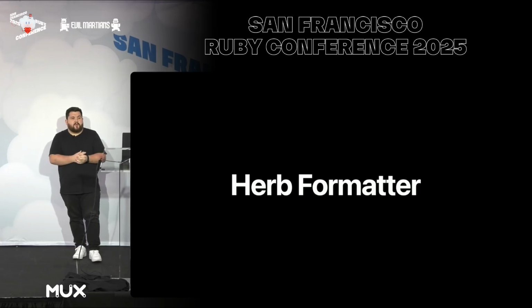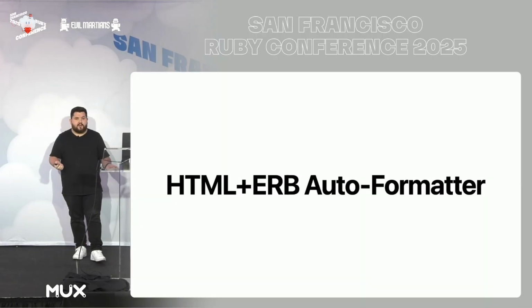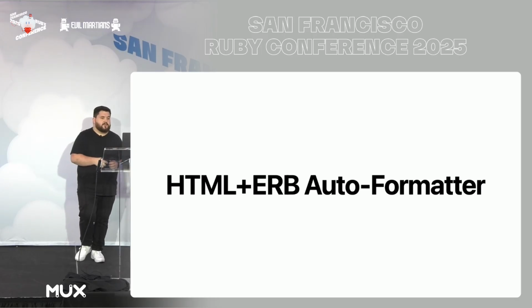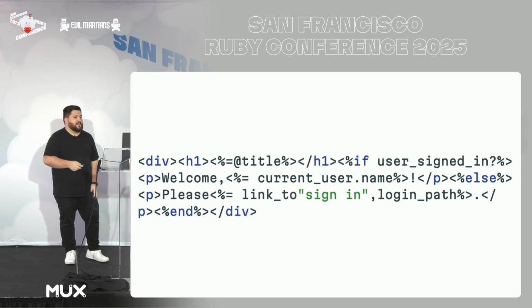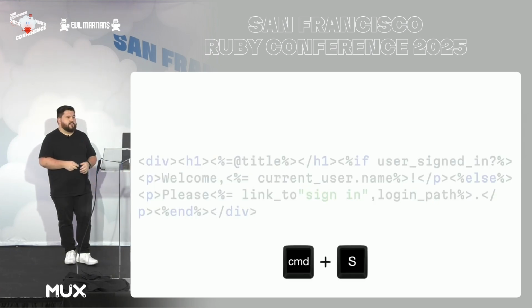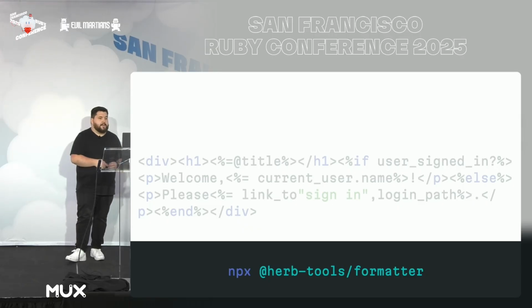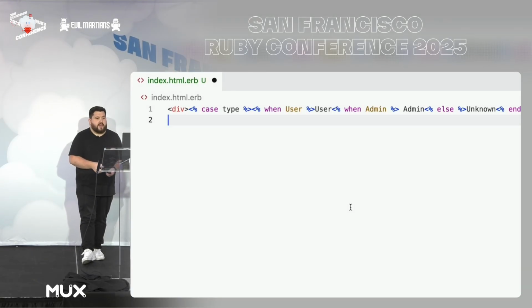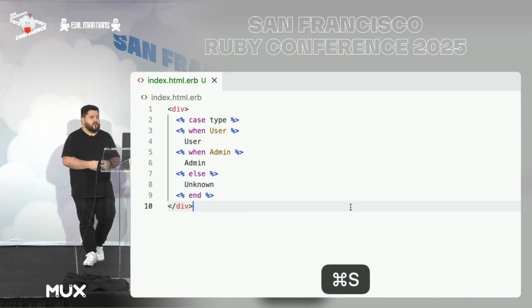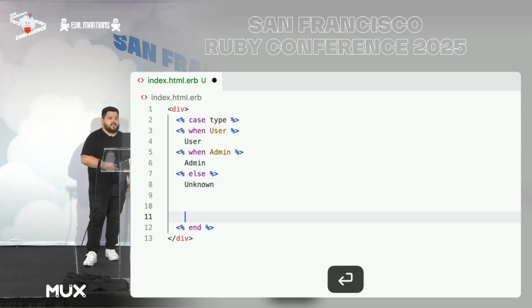And then finally, the formatter. The idea here is that you can just write your views and it will auto-format your code. You give it any arbitrary HTML ERB and it will format it beautifully if you save the file in the language server or if you run the CLI. If you have the LSP and save the file, it will just work. It will just format it as you would expect.